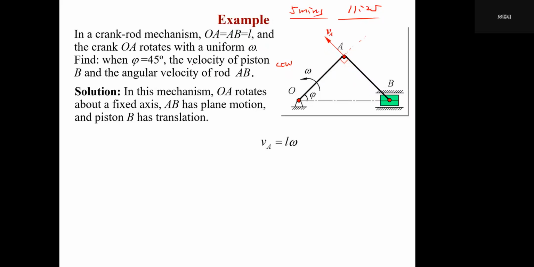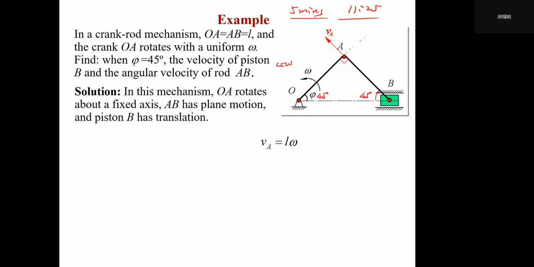And since it tells us this is 45, right? 45. And because OA equals AB, then this angle has to be 45 again. Then OA will be perpendicular to AB, right? That's all we have for the conditions, and we have the magnitude and direction of VA.